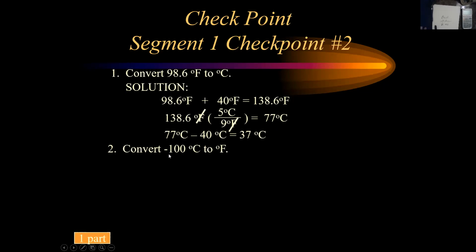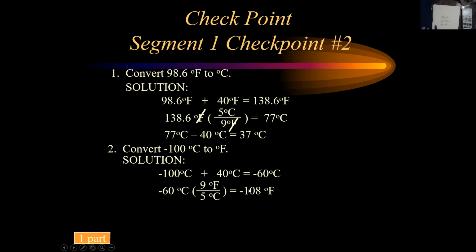Okay. What about negative temperatures? Well, convert negative 100 degrees Celsius to degrees Fahrenheit. Well, you're going to do the same thing. You're going to add 40. You get minus 100 plus 40 is minus 60. Now you're going to do the Celsius to Fahrenheit. So I want Celsius on the bottom and Fahrenheit on the top. So 9F divided by 5C.